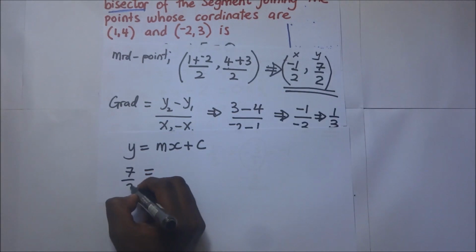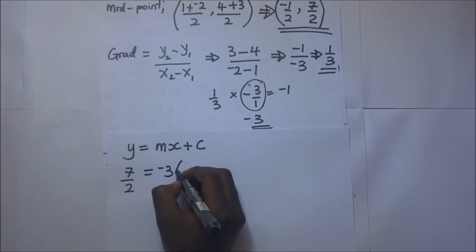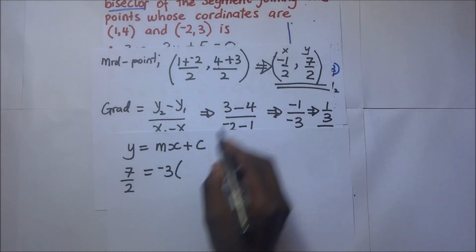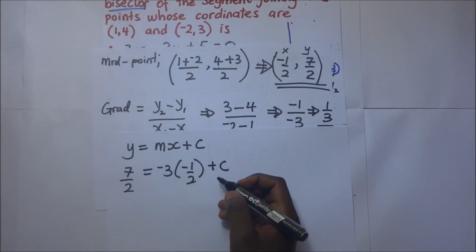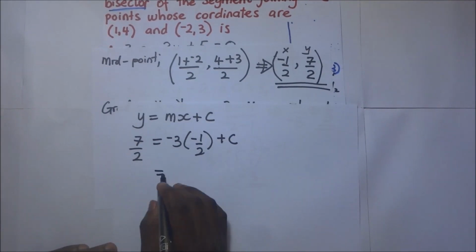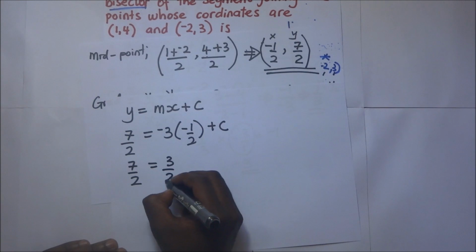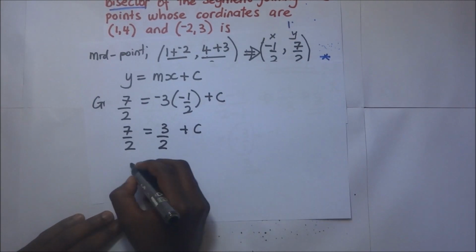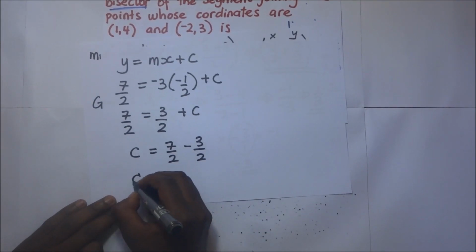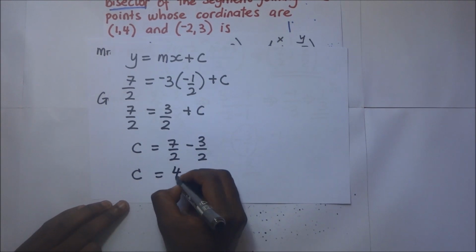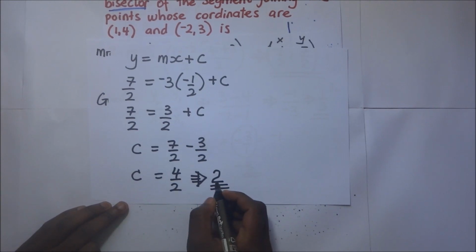So we shall say 7 over 2 is going to be equal to our gradient m, which we got as negative 3, so it's negative 3 times our value of x, which is negative 1 over 2, plus c. We're trying to find the value of c. So 7 over 2 gives us negative 3 times negative 1, which is 3 over 2, plus c. When we make c the subject of the formula, c becomes 7 over 2 minus 3 over 2. Our value of c in this case becomes 4 over 2, which is 2. So our value of c is 2.